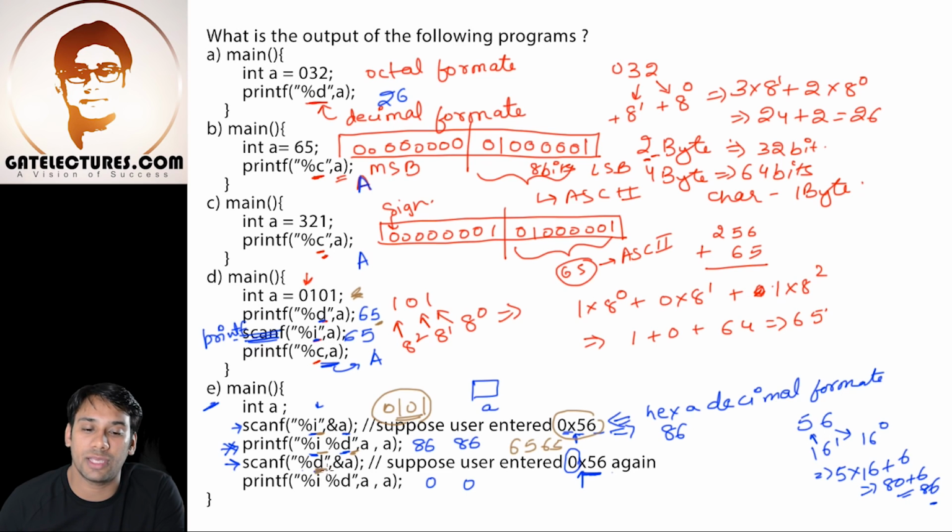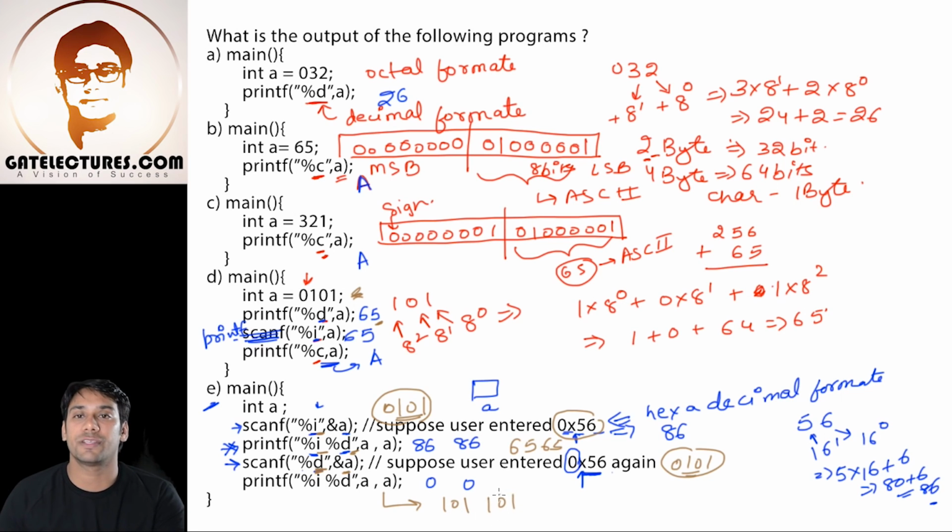But if we scanf the variable A with the %D, and the user has entered the number 0101, in this case the user has entered a number starting with 0, but this variable is going to assume that this number is a decimal number. So now in this case the output will be 101 space 101. Okay, so this is the difference between the %I and %D. Make sure you don't skip this part. Now let us see more examples.